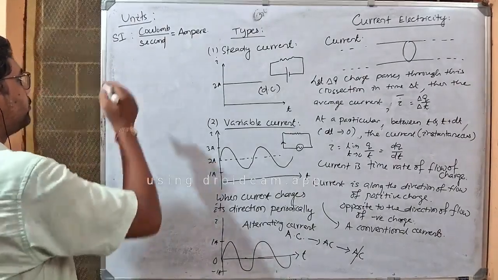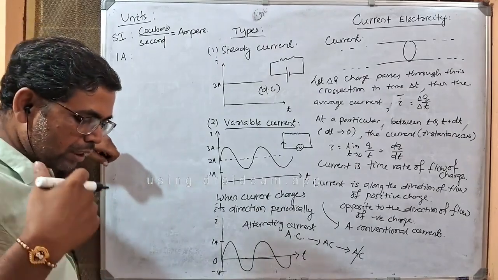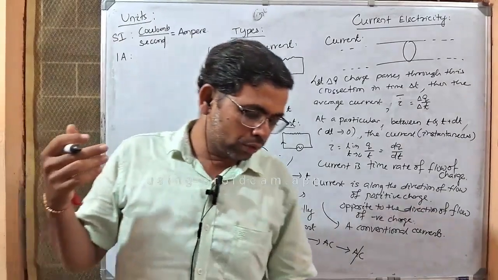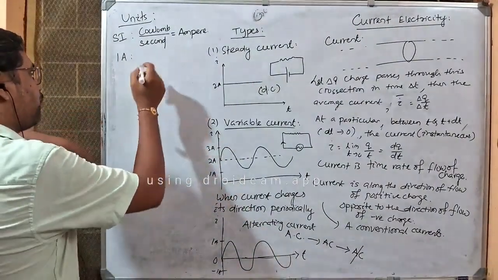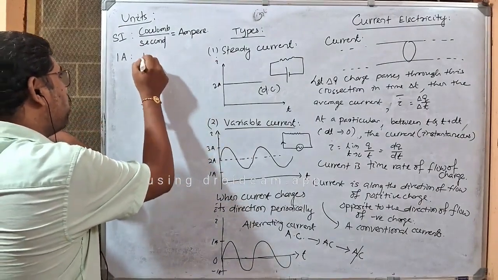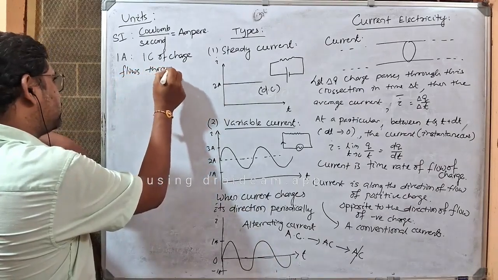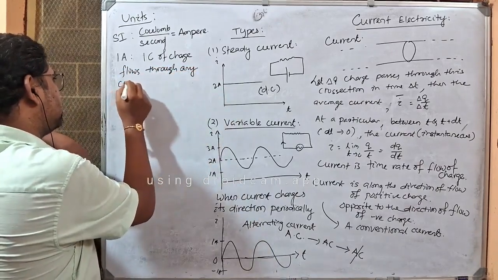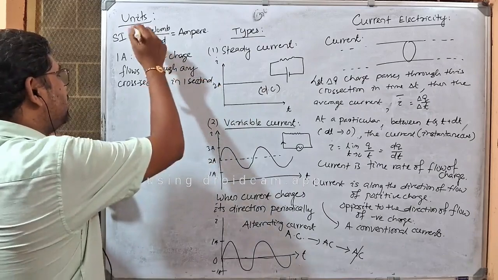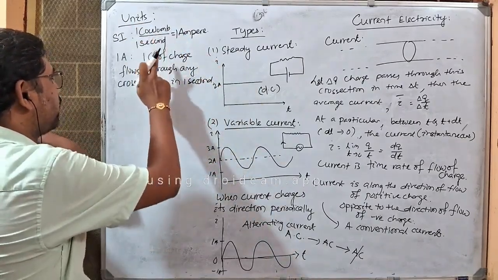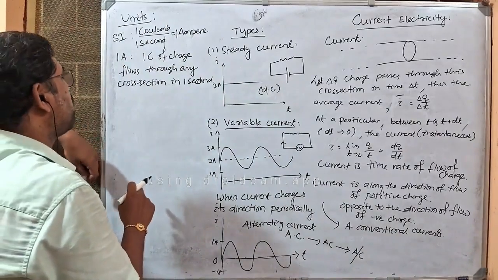So what is 1 ampere? A current flowing through a conductor is said to be 1 ampere if 1 coulomb of charge flows through any cross section in 1 second. 1 coulomb of charge flowing through any cross section in 1 second is 1 ampere of current. This is the simple definition of 1 ampere.